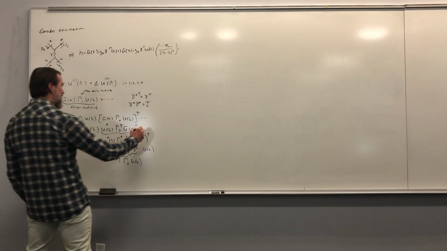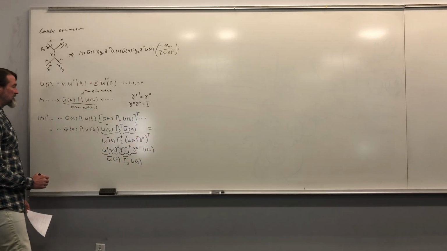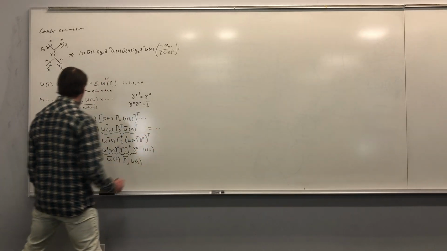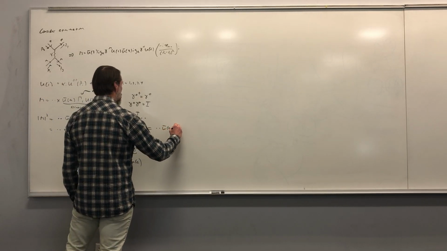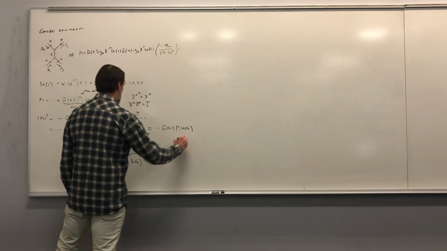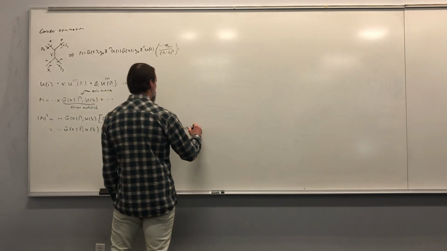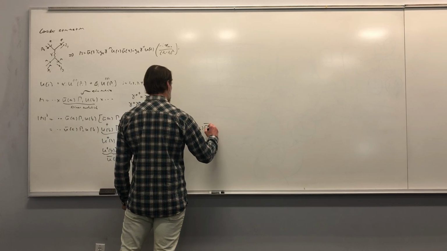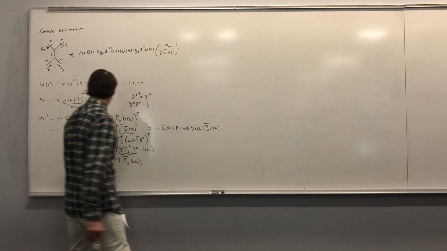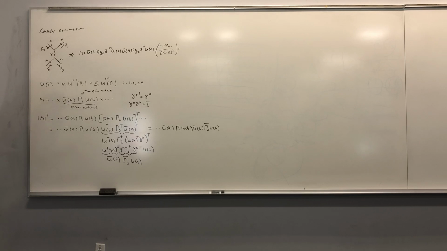So at the end of the day, my contribution to m squared is U bar A, I'm just copying what I started with up here, gamma 1 U_B times U bar B, gamma 2 bar U_A. Looks pretty good, right?